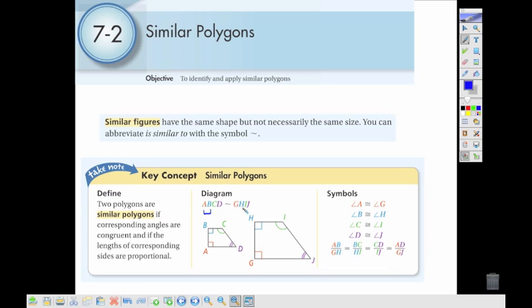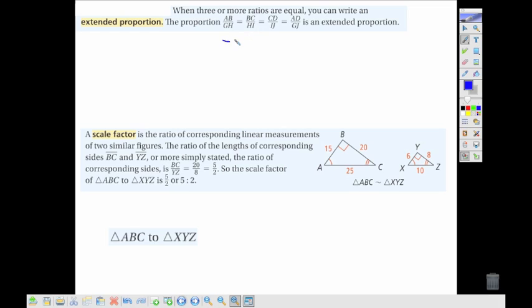For example, AB and GH would give me my first proportion, and that would correspond to my BC and HI being my next one. Notice that all the ABCDs are on the top, all of the second ones are on the bottom. It's not so much important which, we could flip all of these over, but what's important is once we choose one to be on top, the other one stays on the bottom. Now, when we put all of those side matches, all those proportions together as one, we call that an extended proportion. Basically, that tells us how all of the sides are related in that figure.